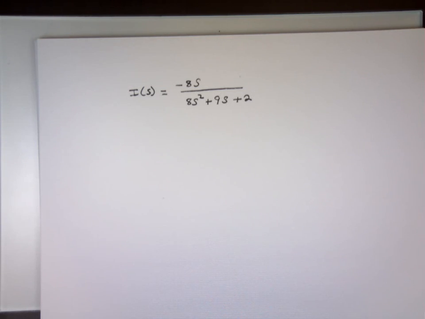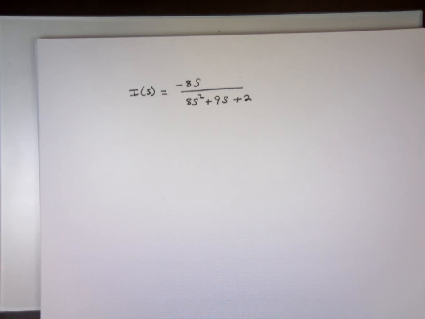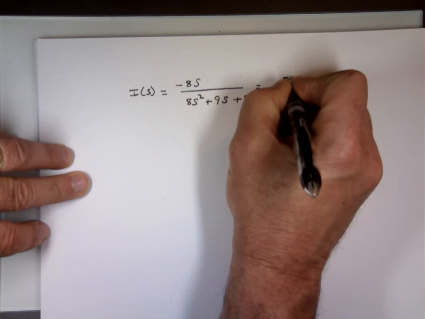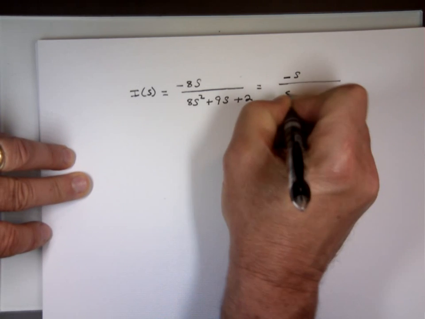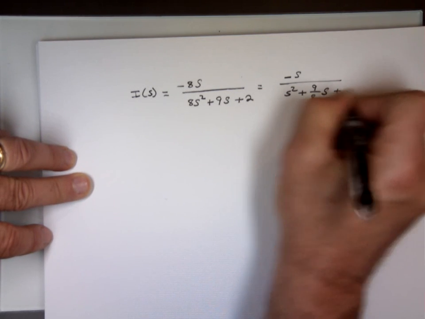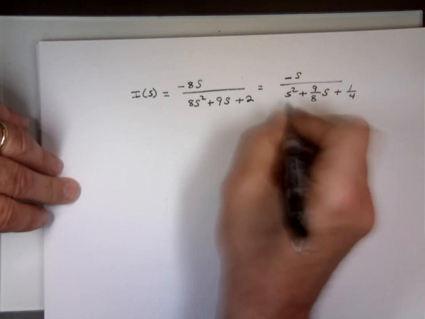Now, if you divide everything by 8, was the first one negative or positive? I got a negative. Did you get a negative? Yep. Okay. So if you clean that up, you're going to have negative s over s squared plus 9 over 8 s plus 1 over 4, if you divide everything by 8, top and bottom. That's a quadratic. Now I can try to factor that. Let's just solve it so I can factor it.